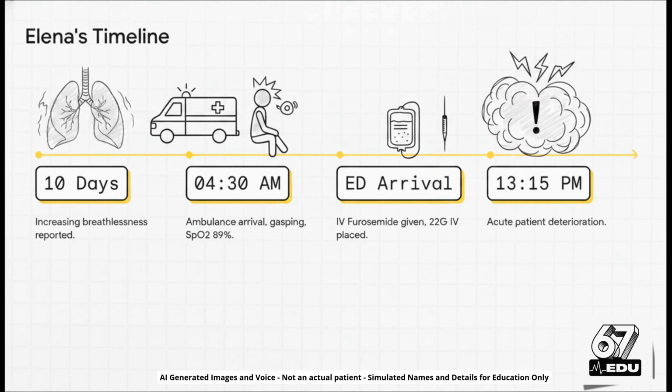For 10 days, she'd been reporting increasing breathlessness. Then, bam, 4:30 a.m., the ambulance arrives. She's sitting bolt upright, gasping for air, with her oxygen sats sitting at a miserable 89% on room air. Down in the ED, they managed to push 80 milligrams of IV furosemide. But get this, they could only get one single tiny 22-gauge line into her arm because her veins were just that shot. And that sets us up for 13:15 p.m., when things really go south.